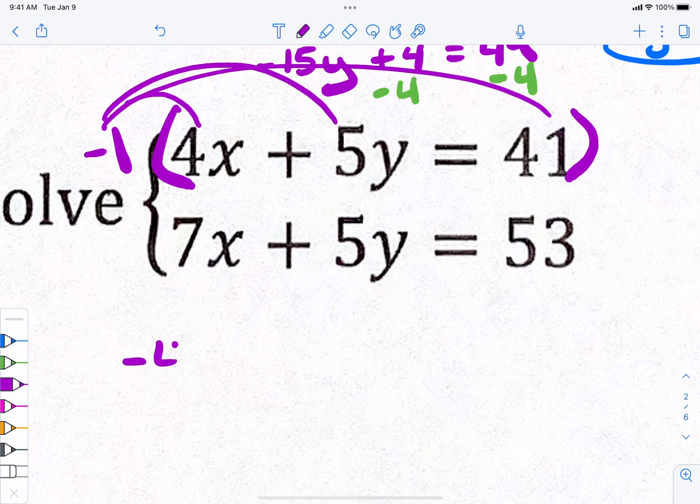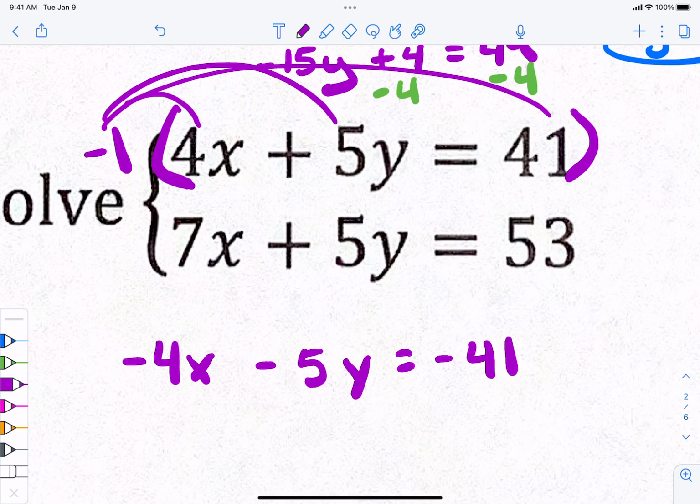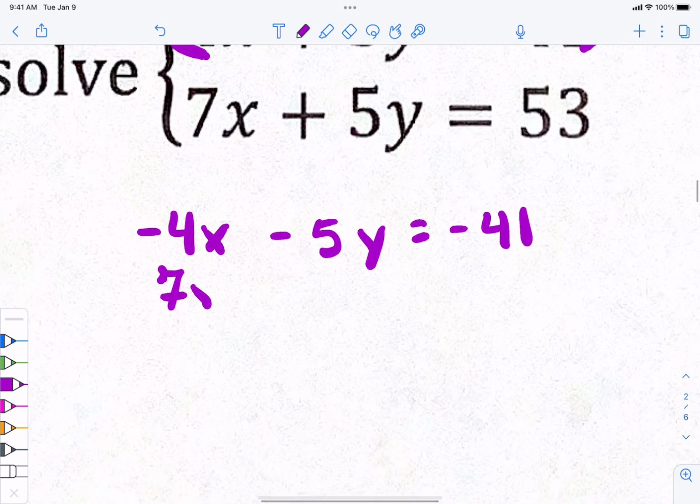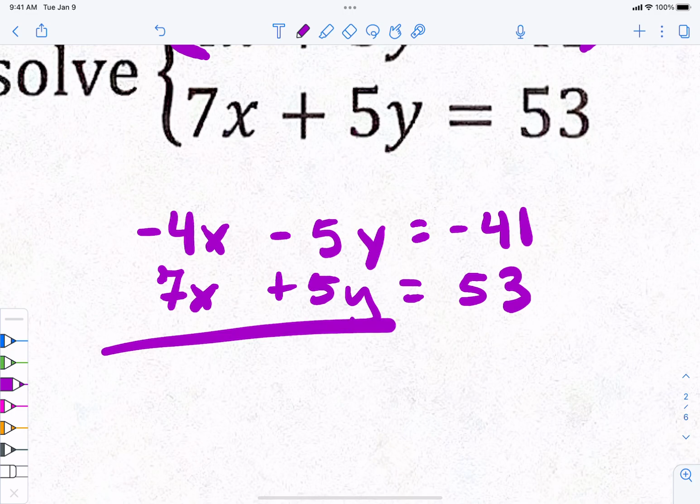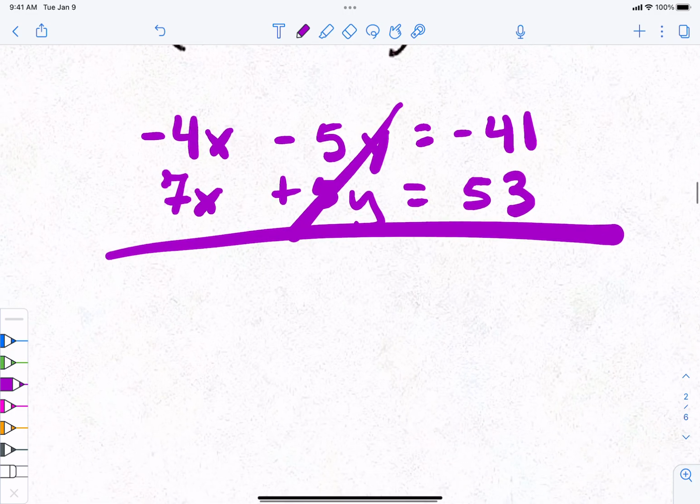Negative 4x minus 5y equals negative 41, okay? The bottom equation I'm not going to touch. I'm just going to leave it 7x plus 5y equals 53, okay? And I'm going to add those together. But we're going to cross the 5's out. The 5's cancel out, okay? How many x's will you have? 3. Negative 4 and 7 is 3.